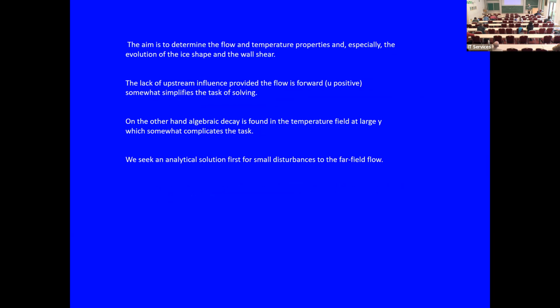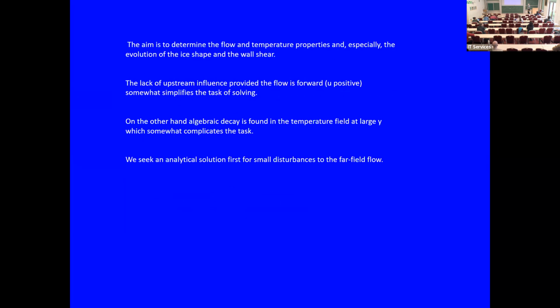Most of these things we've said. I should say that the boundary layer system we've got has no upstream influence as long as the flow is going from left to right. So we can march right up to the start of the hump very easily. And that makes the solving of the nonlinear system easier. On the other hand, in the temperature, there's algebraic decay as you go to large y.